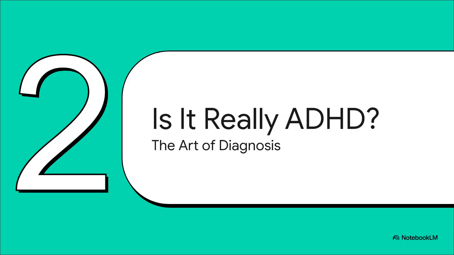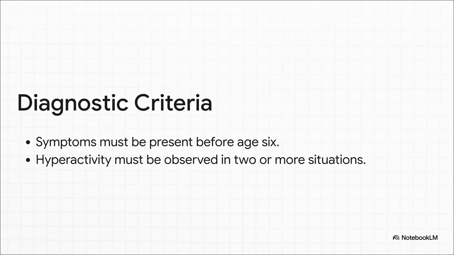Okay, so recognizing those symptoms is one thing, but getting the diagnosis right, that's a whole other ballgame. It's a real art, mostly because a few other conditions can look a lot like ADHD on the surface. So when a clinician is looking to make a formal diagnosis, they're really hunting for two key things. First, the symptoms had to have shown up early, like before the age of 6. That points to it being developmental. And second, the behaviors can't just happen in one place. They have to be everywhere, popping up consistently at home and at school.